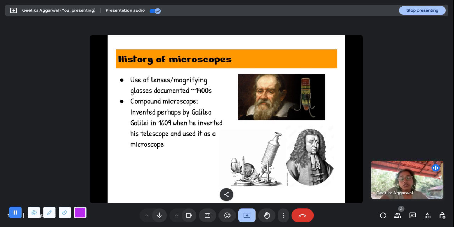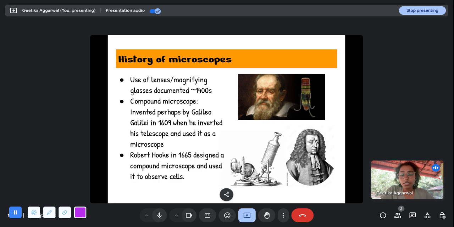But when he inverted his telescope, he figured out that it can be used to magnify small objects and look at them. So that's why it could be used as a microscope. He did this in 1609. And then comes Robert Hooke in 1665, who designed a compound microscope and used it to observe cells. You might remember him from our previous tutorial in which we talked about cells, which are small compartments. Robert Hooke was the one who discovered the presence of cells and that they are the unit of life when he was observing dead bark under his microscope. So that is how the microscope came into being.